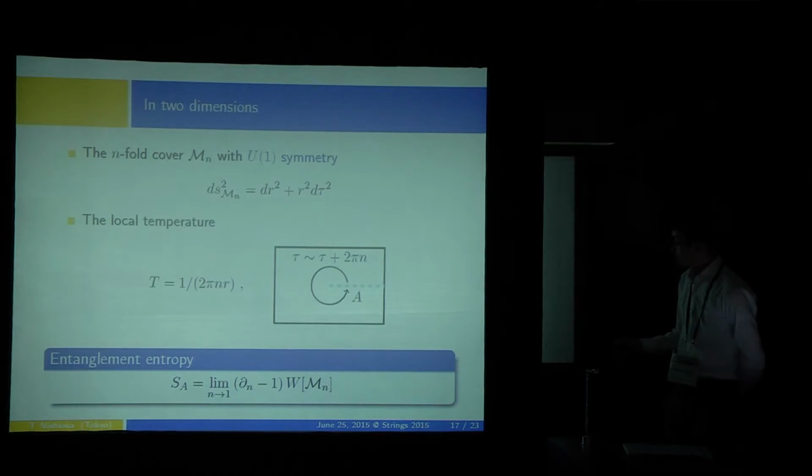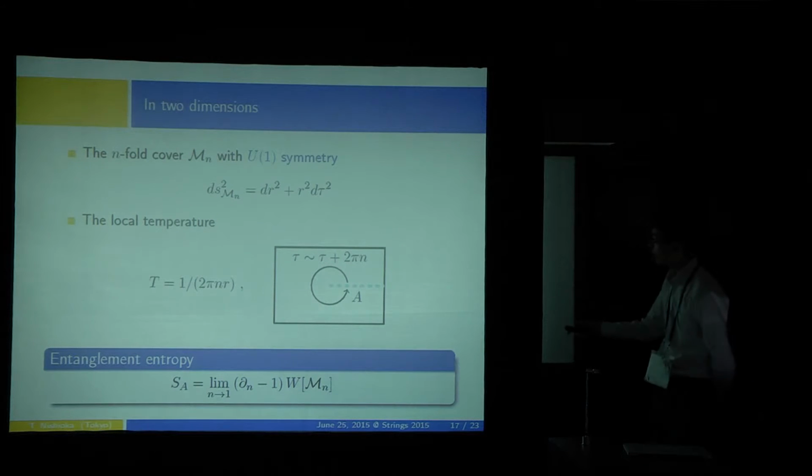Let me remind you that the entanglement entropy is given by the replica trick formula. So you need to calculate the thermodynamic partition function on this space, regarding this direction as a temperature.